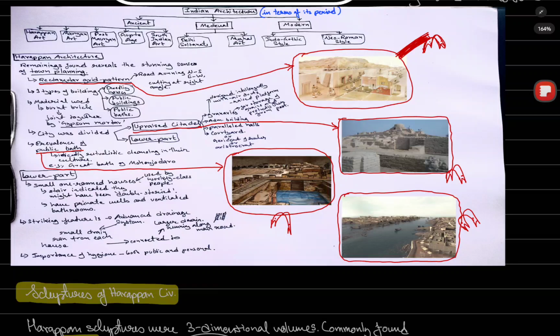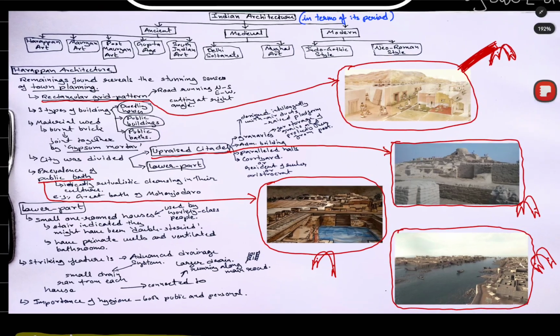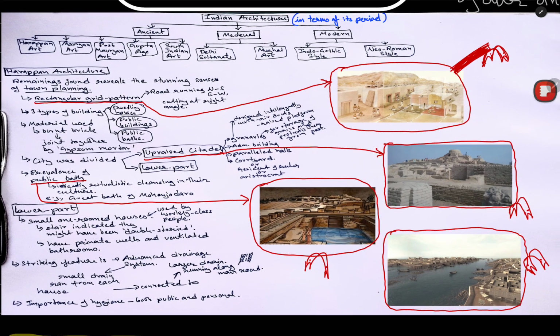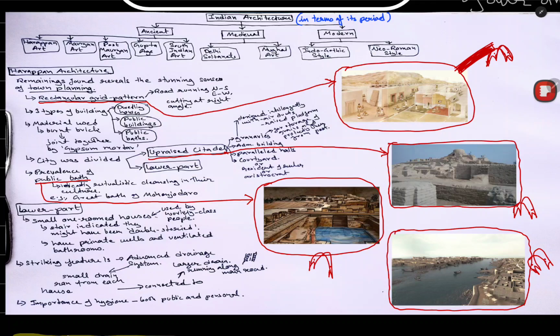So moving ahead, let's see what the Harappan architecture basically looks like. The remains at the excavation site reveal a stunning sense of town planning. First of all, the town planning had a rectangular pattern, as you can even see in this picture: rectangular blocks of houses, and roads running north-south and east-west and cutting at right angles. This is a very exquisite pattern that we can see in this picture also.